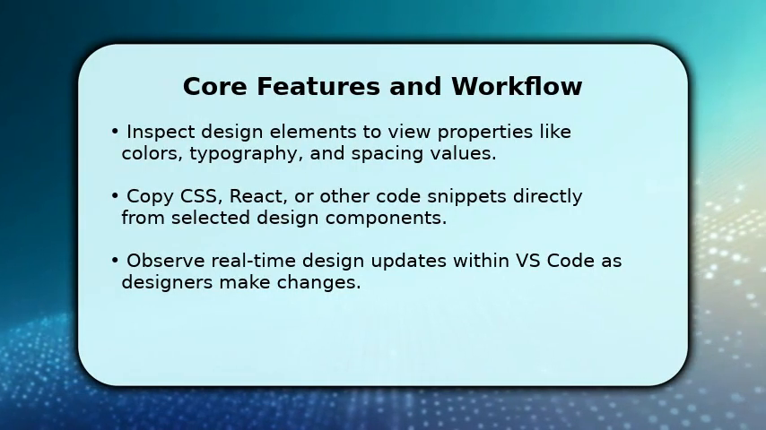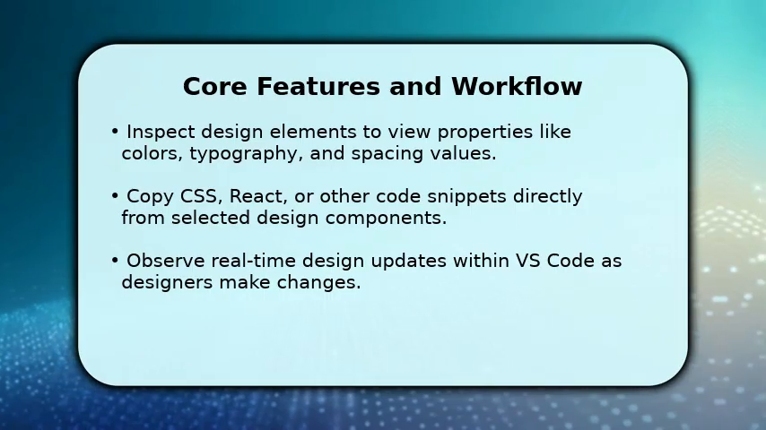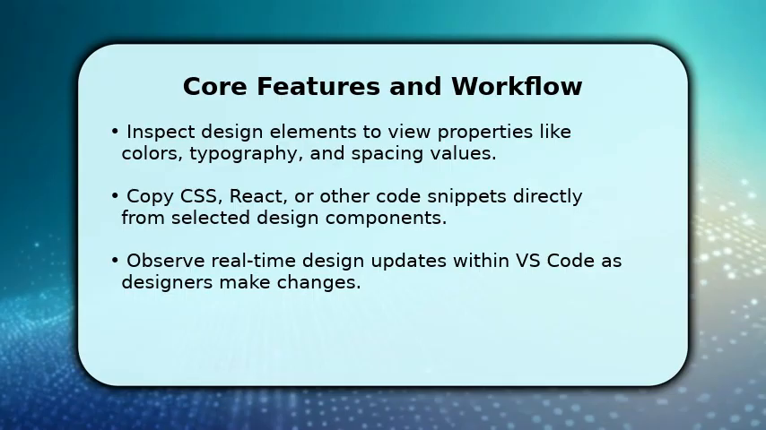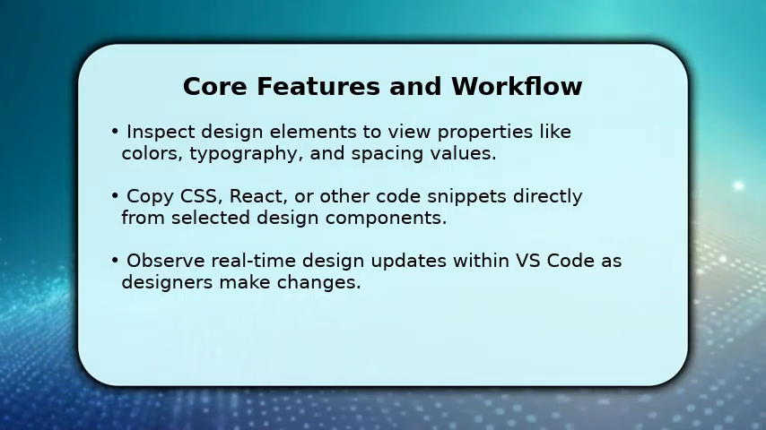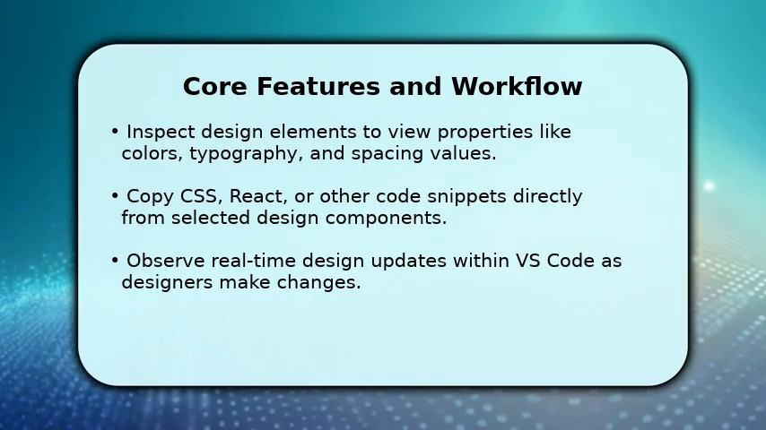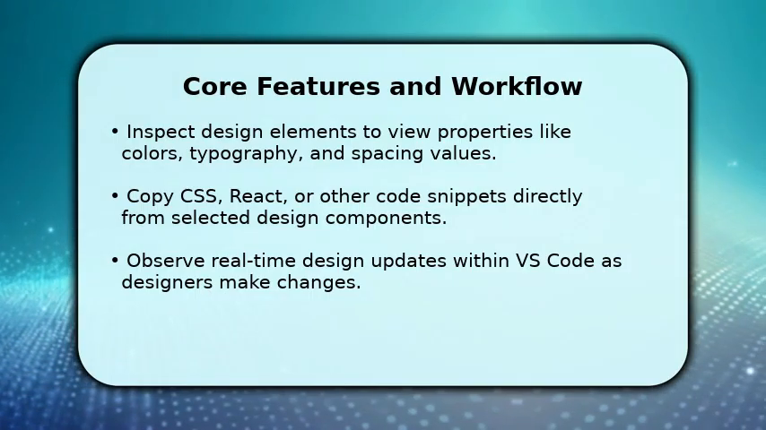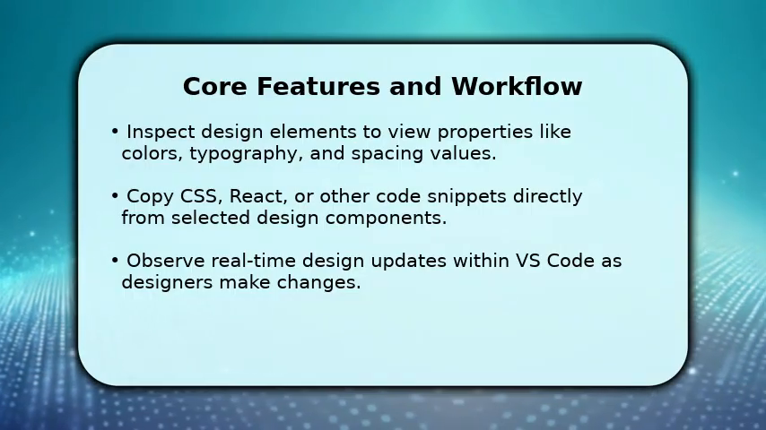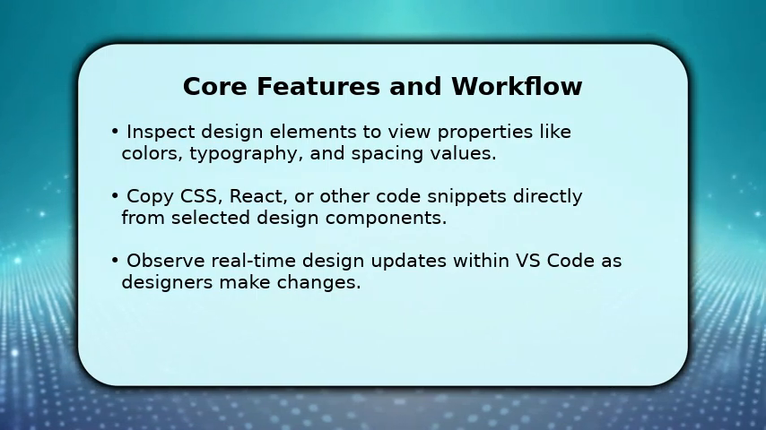Select a design element to instantly see its properties, such as a font size of 16 pixels or a color hex code like #FFFFFF. You can then copy the corresponding CSS or React code with a single click. This feature significantly reduces manual transcription errors and saves valuable development time. Plus, any changes made by your design team in Figma will reflect almost immediately in your VS Code view.